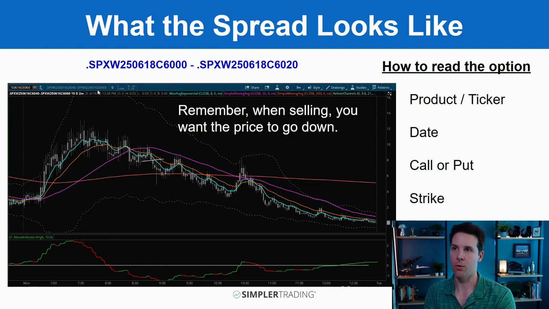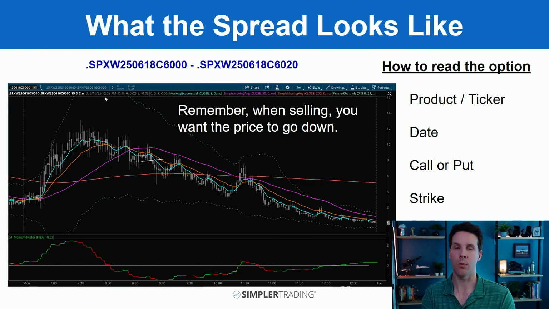Once again, to show you how to read these things, I have it over here, how to read the option. So first, you have the product or the ticker, and in this case, it's the SPX, right? And then you have the date. So which one are you picking? This is 2025. This is June 18th. So now you know what series of option that you're trading. And then you'll have a C or a P, that's for call or put, and then you'll actually have the strike. And that's a 6,000 strike right there.